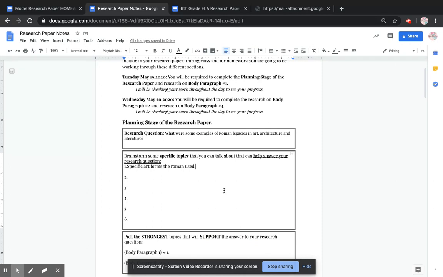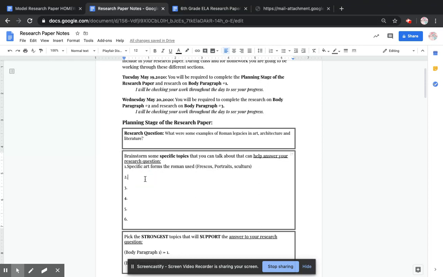So I'm going to put that, since that's what I remember from my book, is maybe the specific art forms used. Frescoes, portraits, and sculptures. All right. So those are the three that I'm going to maybe do when I do this.